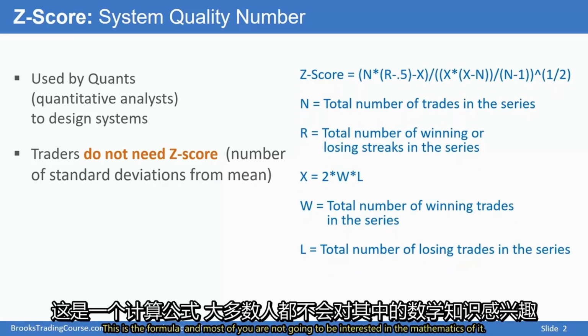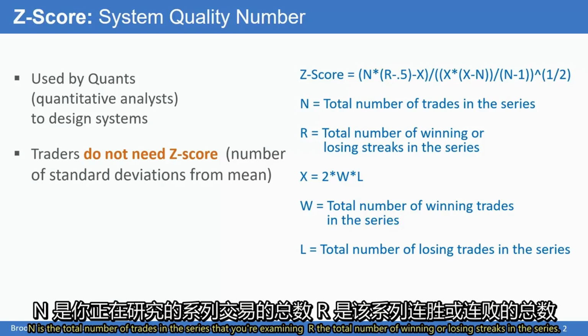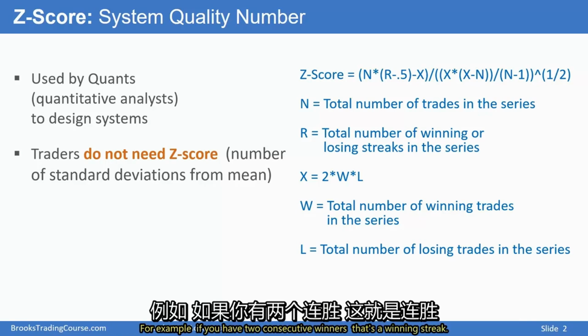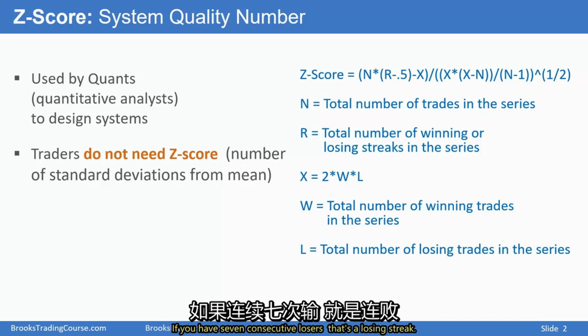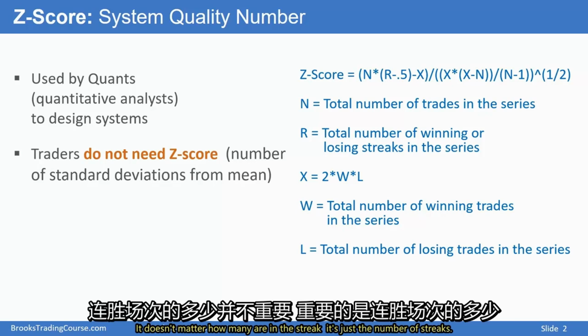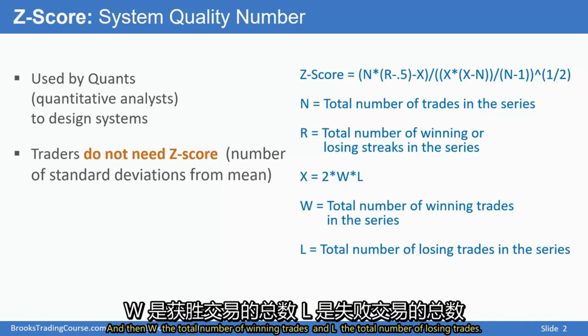This is the formula, and most of you are not going to be interested in the mathematics of it. N, the total number of trades in the series that you're examining. R, the total number of winning or losing streaks in the series. For example, if you have 2 consecutive winners, that's a winning streak. If you have 7 consecutive losers, that's a losing streak. It doesn't matter how many are in the streak, it's just the number of streaks. And then W, the total number of winning trades, and L, the total number of losing trades.